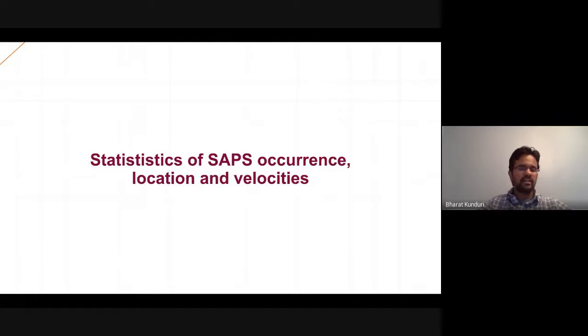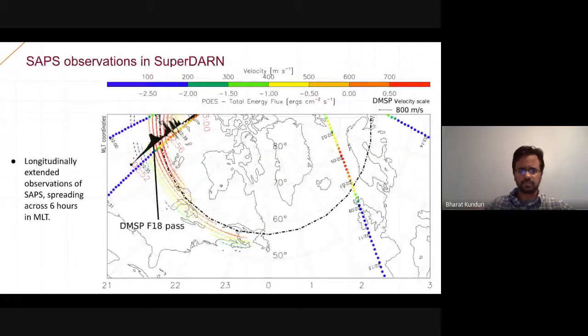So that concludes my introduction to SuperDARN and SAPS. I'm now going to discuss some of the SAPS occurrence statistics, how SAPS location and velocities vary with magnetic latitude and MLT in the next few slides. And I'm also going to discuss an empirical model of SAPS that we've developed using observations from SuperDARN radars.